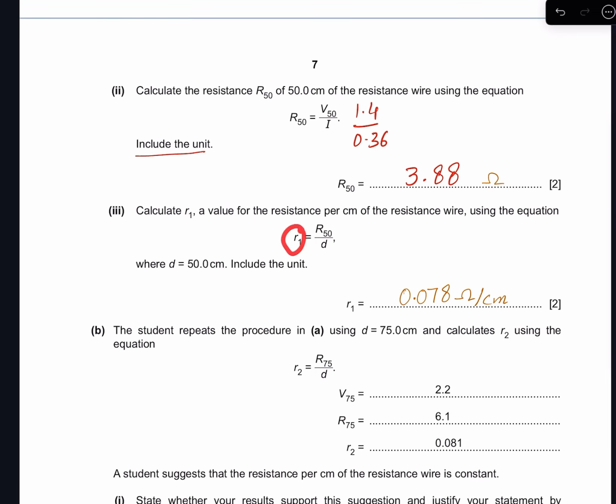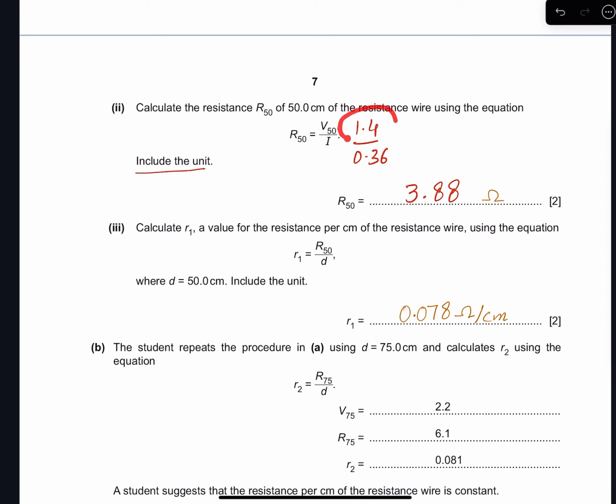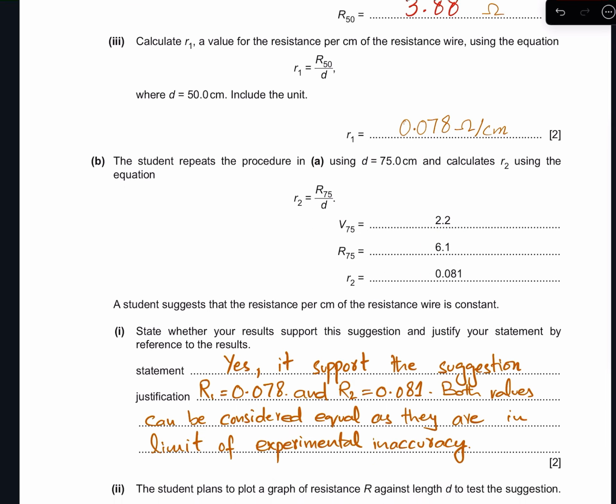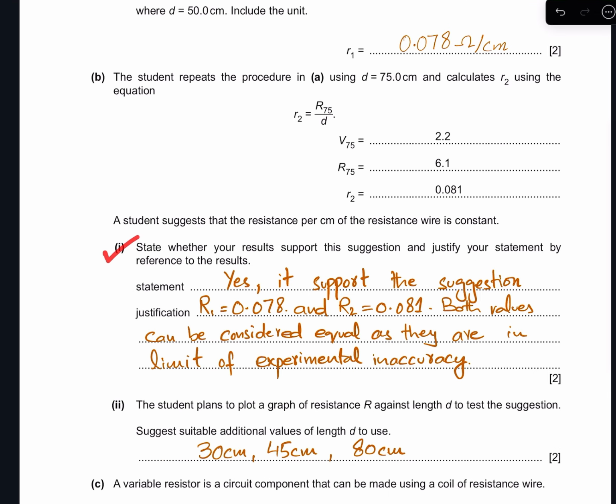Next, you have to find R1. R1 is equal to R50 divided by D. D is given, that is 50. So R50 was 3.88. So 3.88 divided by 50, you will get this answer. And then you have to find R2. R2 is R75 over D. What is D? D is given here, it's 75. And what is R75? Oh, okay, that is given. We don't have to find anything here. We have to tell the answer of this part.